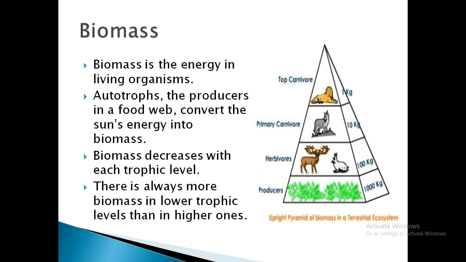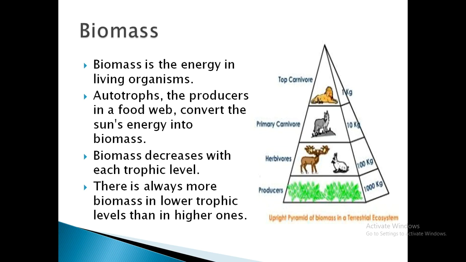Biomass. Biomass is the energy in living organisms. Autotrophs, which can photosynthesize and produce their own food, convert the sun's energy into biomass by producing glucose. Biomass decreases with each trophic level, as you can see in the diagram on the right, that in each trophic level the energy is decreasing.